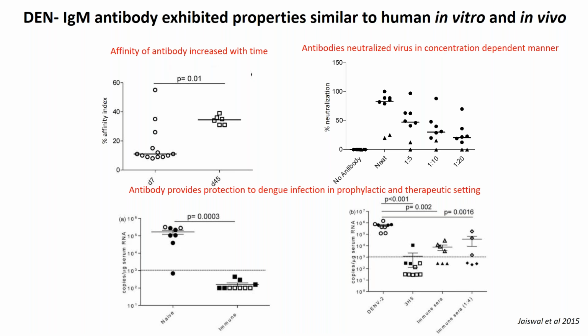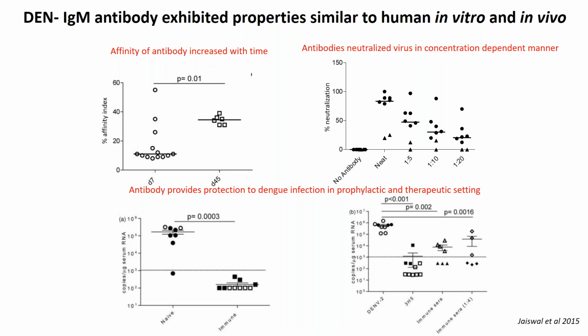And then in the in vivo setting, these antibodies were able to provide protection against subsequent dengue infection, both in a prophylactic and a therapeutic setting. The figure on the left shows where the animals were treated prophylactically. Animals were left naive, or they were given a vaccine dose of dengue virus, and then when they were subsequently challenged with the pathogenic virus, the naive animals had a high viral load, whereas the immunized animals had a very low viral load, were protected, and didn't exhibit any clinical outcomes.